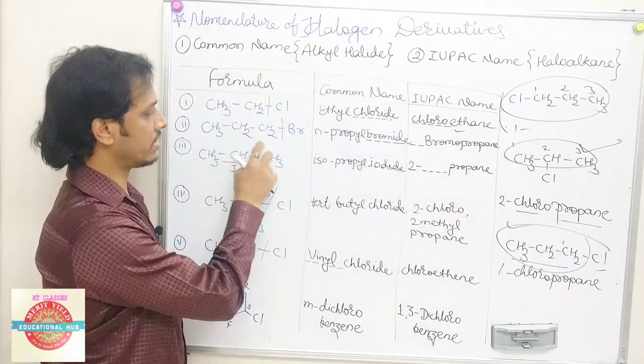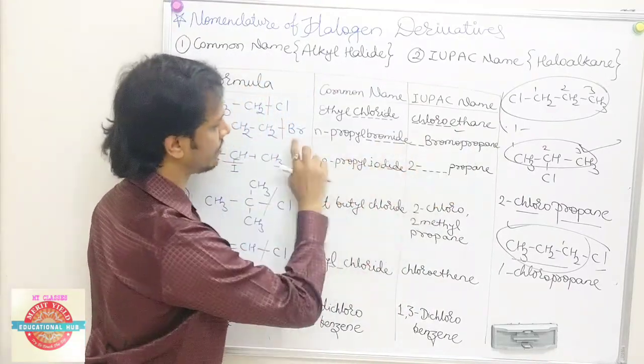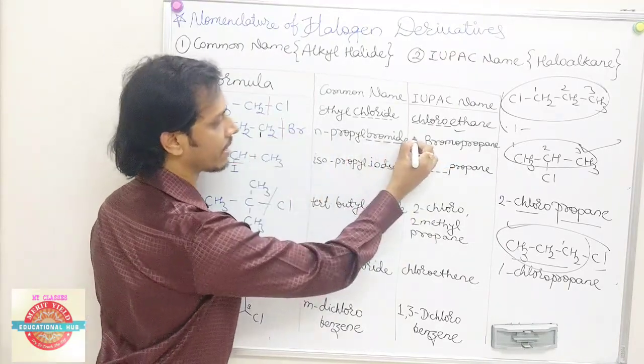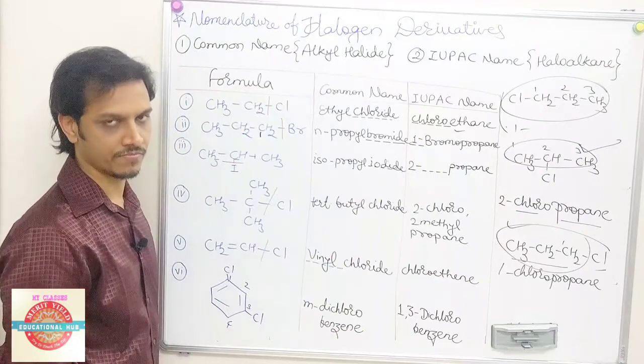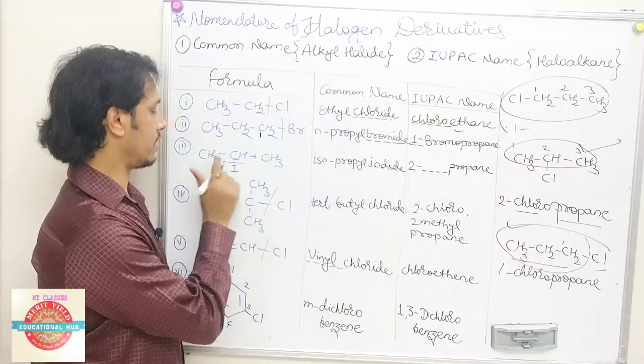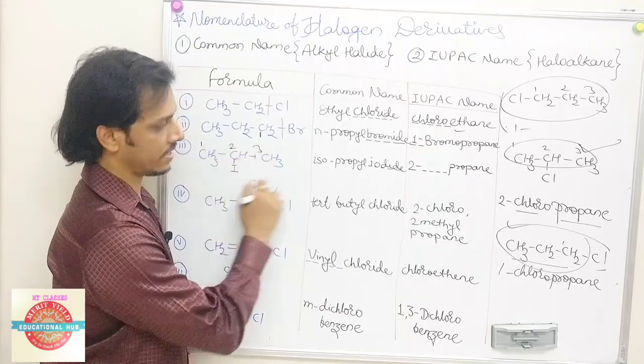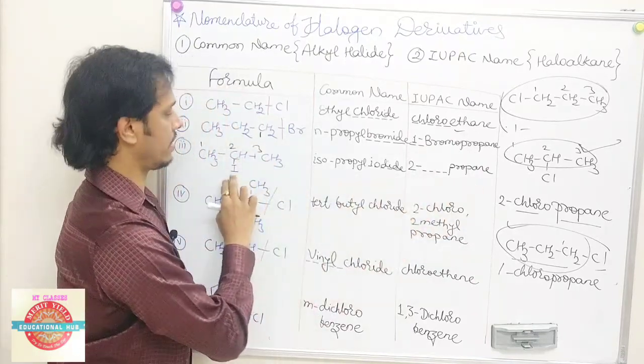Here, 1, 2, 3 carbon system is propane. Br becomes bromo. The Br is bonded to the first carbon, so that's why it will become 1-bromopropane. Simple. Here the system is like this. 1, 2, 3 carbon system is propane.